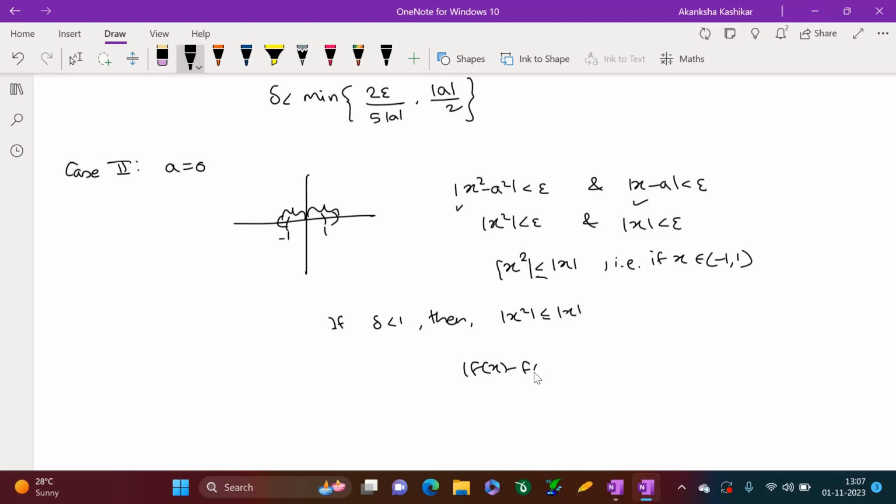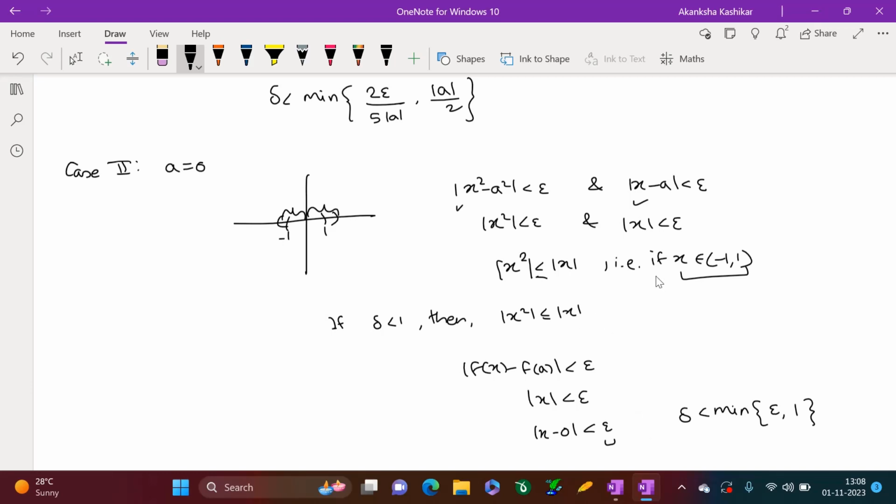So we just want fx minus fa less than epsilon, which means mod x should be less than epsilon. That is, mod x minus 0, where 0 is a, should be less than epsilon. Okay, so my delta should be less than either epsilon or 1 because of this condition, and it should be less than epsilon because of this condition. Okay, so we have considered all cases, a negative, a positive and a 0, and we have derived delta in each case.